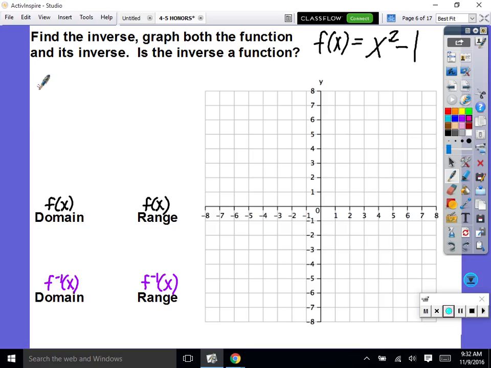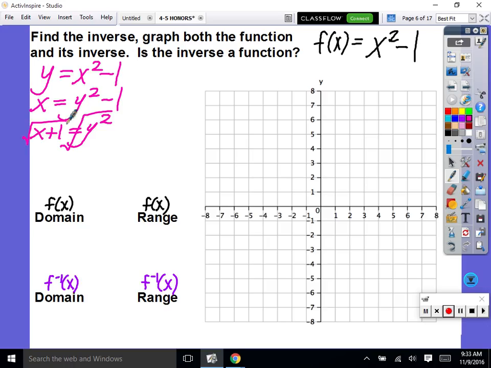So that's technically y is equal to x squared minus 1. Our first step is switch x and y. So x is equal to y squared minus 1. Now we're solving for y, so we're going to add 1 to both sides. x plus 1 is equal to y squared. We're solving for y, we'll now square root both sides of the equation.